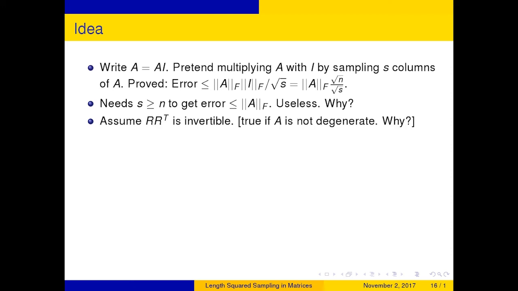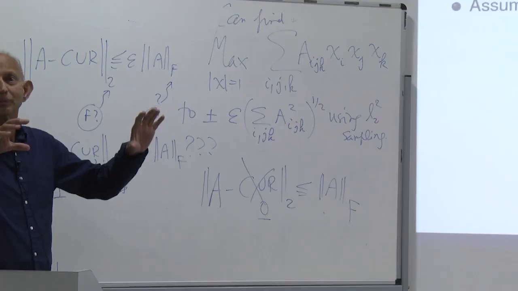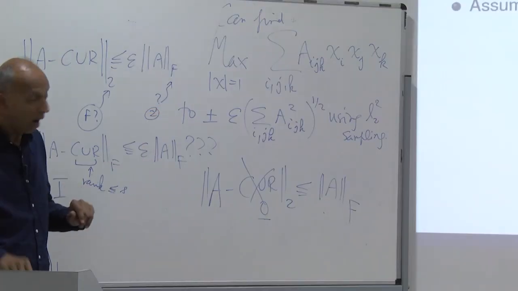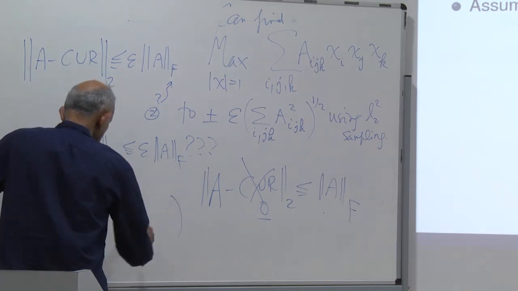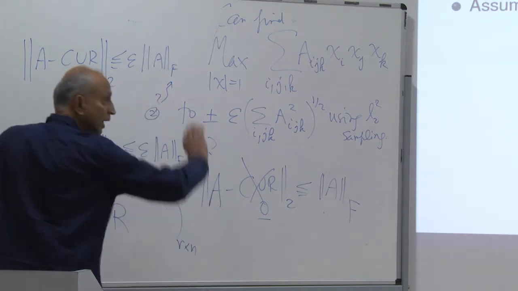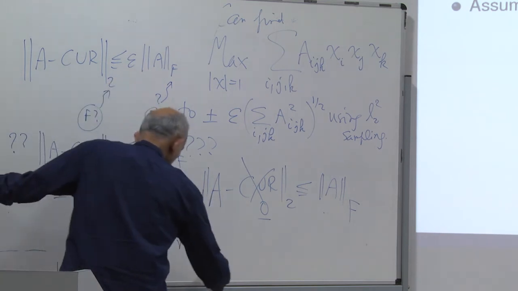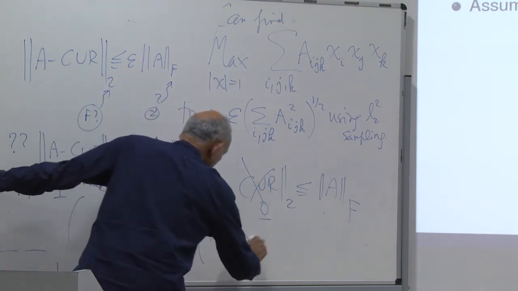Now, for seeing how it helps us, let's pretend that R transpose is invertible. R is a sample of rows of A. R transpose is a small matrix. R looks like this. Again, I'll go over all this a little slower next time. R transpose, this is R by R.